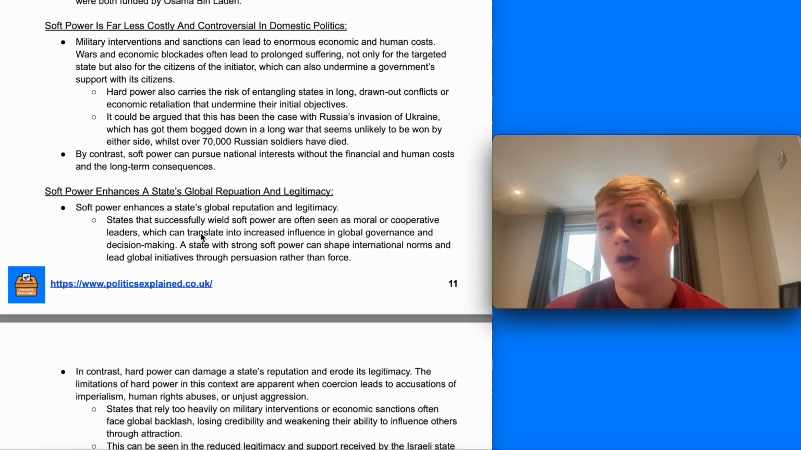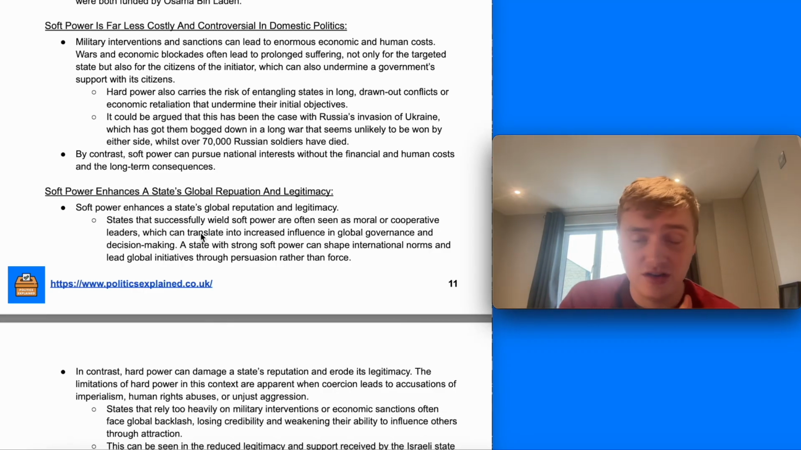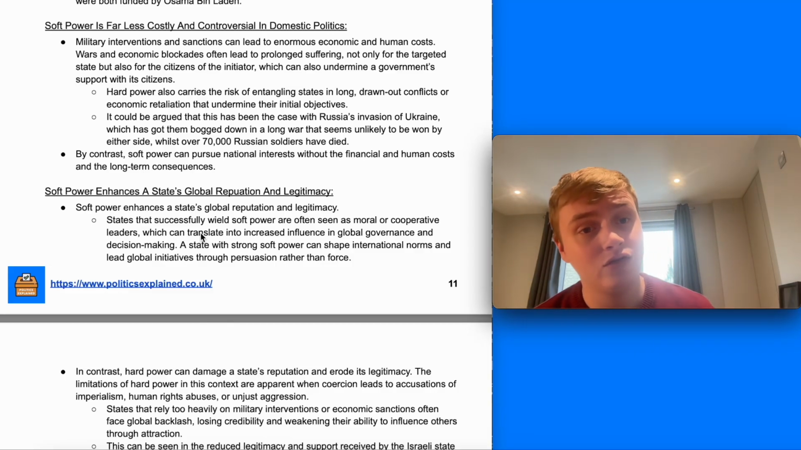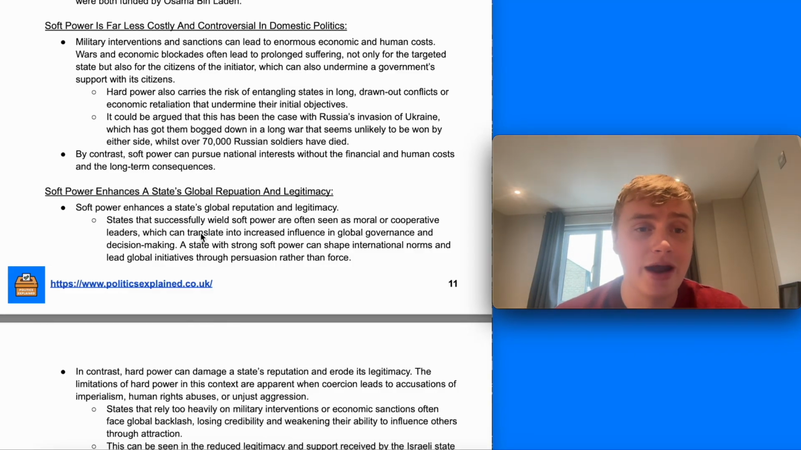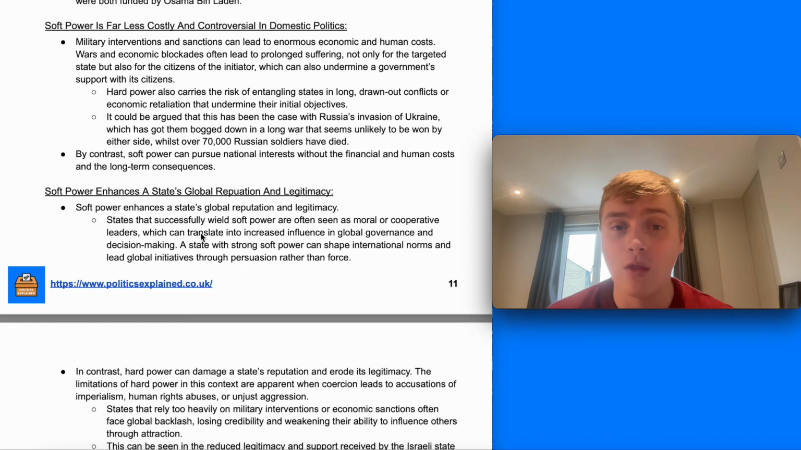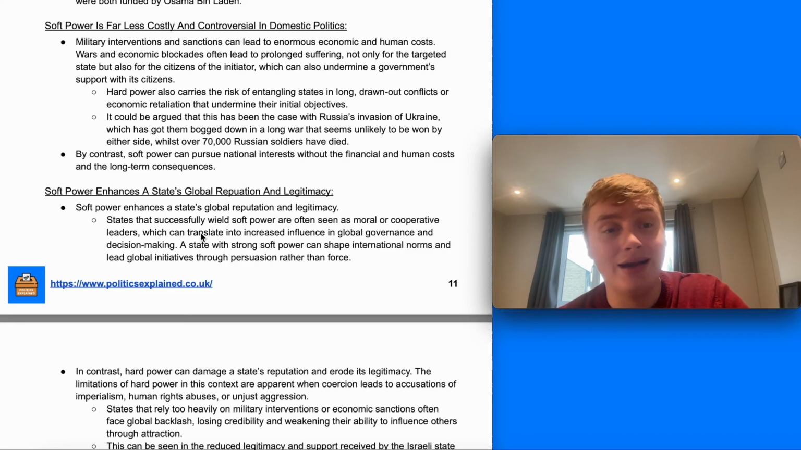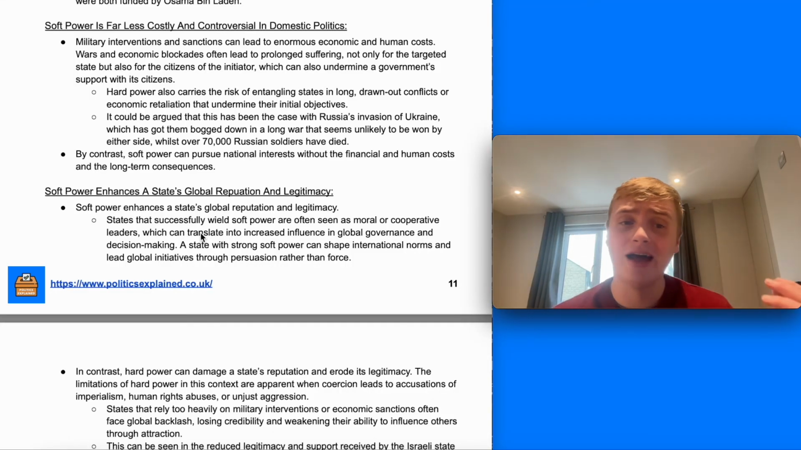their initial objectives. Originally there was great US support for the Iraq War. But as it became bogged down and a lot of US soldiers were dying, exactly the same happened with Afghanistan. US public opinion very much changed, and that was quite important in Obama and the Republicans losing the 2008 election and Obama winning. It could be argued this has also been the case with Russia's invasion of Ukraine, which has got them bogged down in a long war that seems unlikely to be won very quickly by either side, whilst over 70,000 Russian soldiers have died.